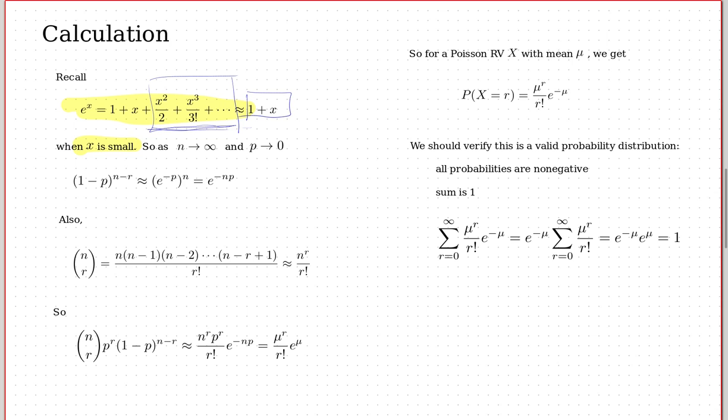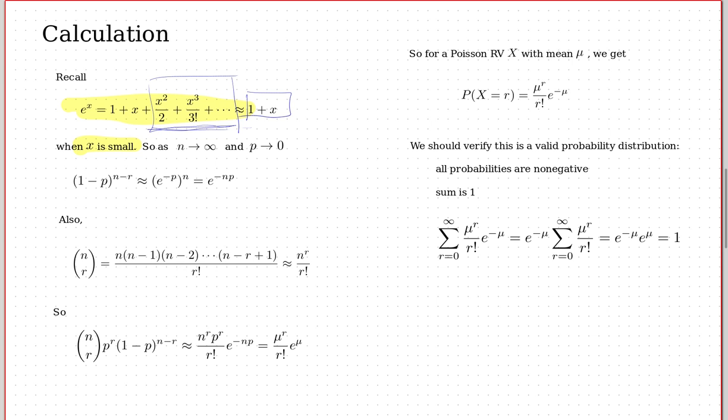I mean, for example, if x is 0, can't get smaller than that, then e to the 0 is in fact just equal to 1, so that's correct. But in fact, it works for any small value of x. As long as x is close to 0, then e to the x is approximately 1 plus x.